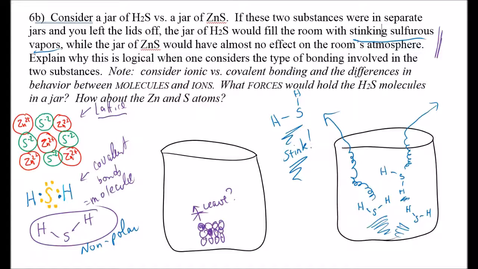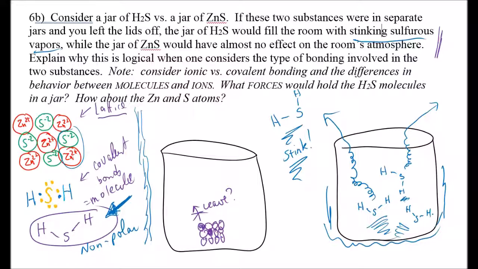So to summarize, what particles are we talking about? What is the fundamental particle for ZnS? It's this big clump, it's a lattice. There really isn't any way to talk about smaller parts of it. With H2S, it's this group, the molecule. And the molecule, being nonpolar, has no strong attractions to its neighbor, so they randomly will disperse throughout the room.